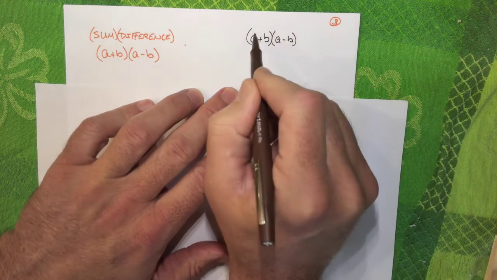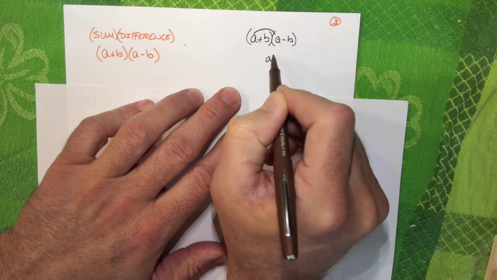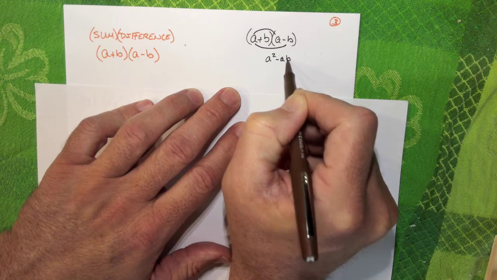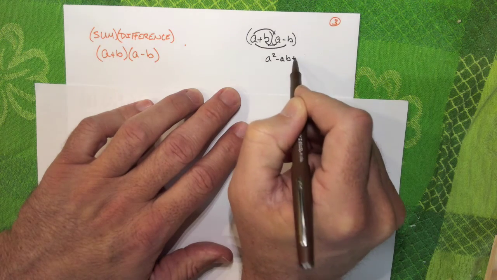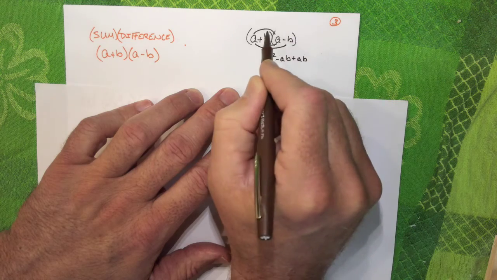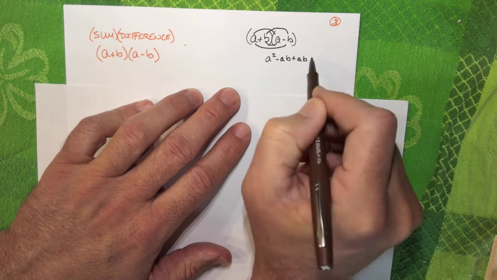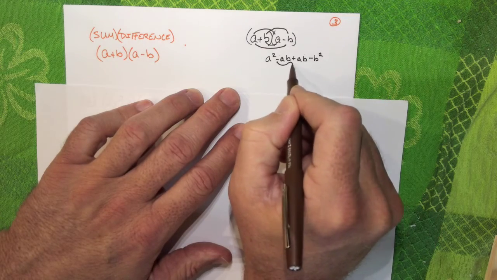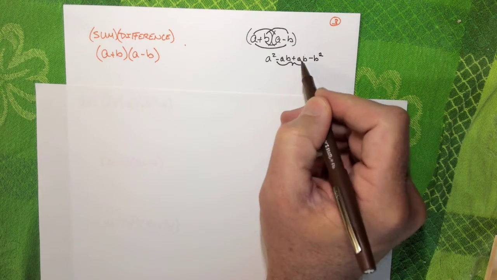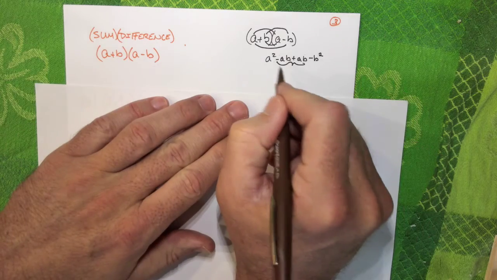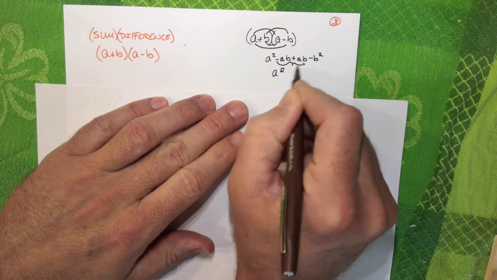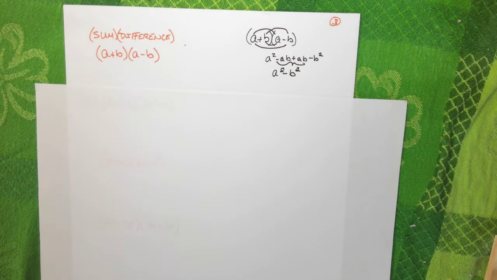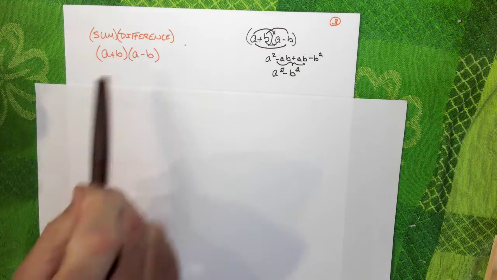So we FOIL. First terms, a squared. Outer, negative ab. Inner, positive ab. Last terms, positive times negative, b times b is b squared. But notice what happens here. They are exact opposite of each other, so they're going to cancel each other out, leaving us with a squared minus b squared.